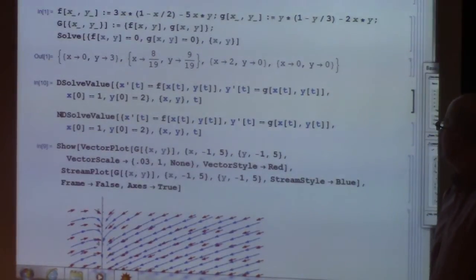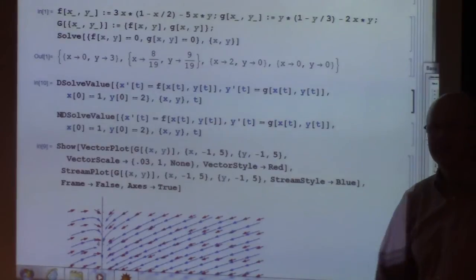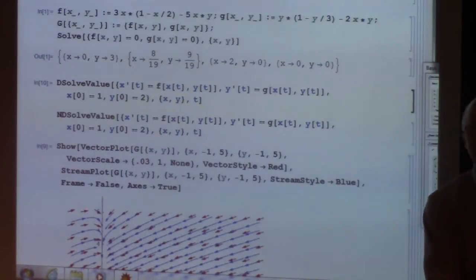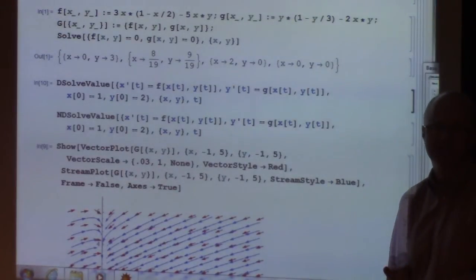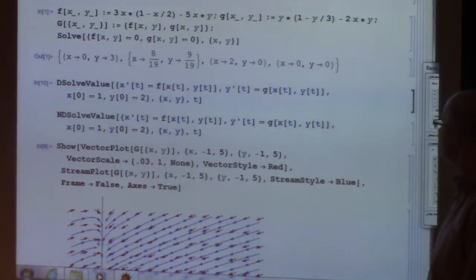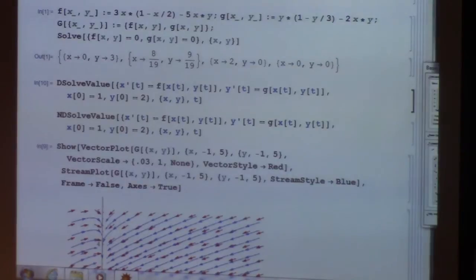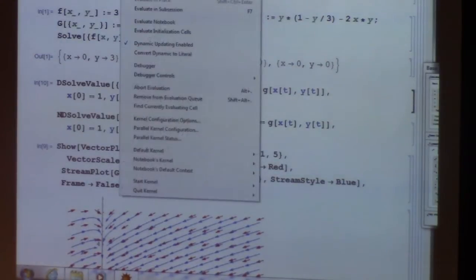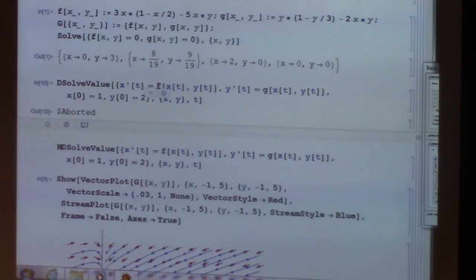What is NDSolve doing? It's, again, doing a numerical method. It's computing a bunch of data points, essentially, a bunch of dots on an approximate solution curve, and then connecting the dots with some sort of interpolation method. Looks like DSolveValue is not even going to give up. It's just going to keep running here. So let's abort the evaluation. I could also quit the kernel.